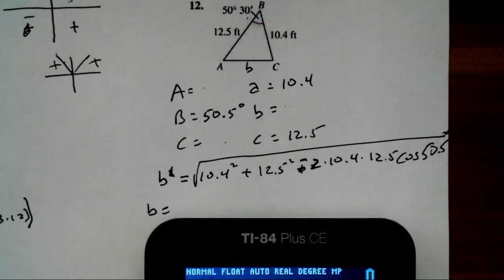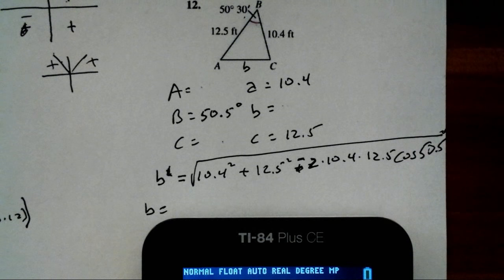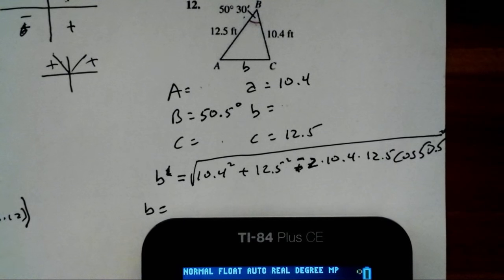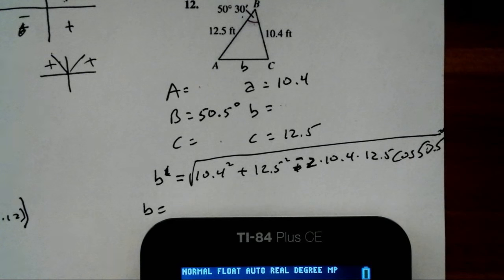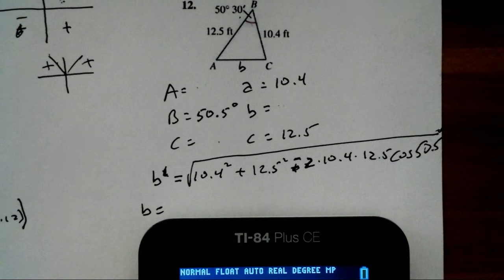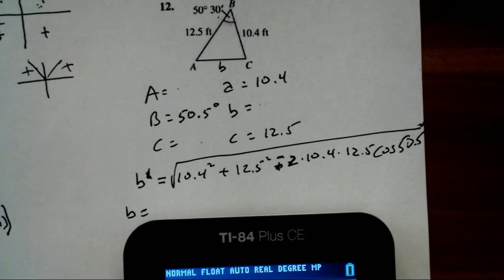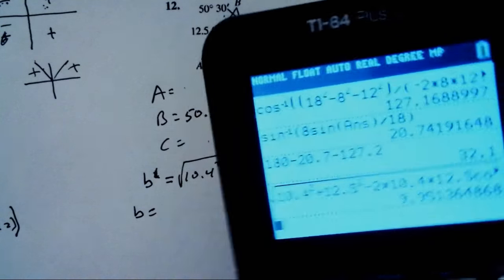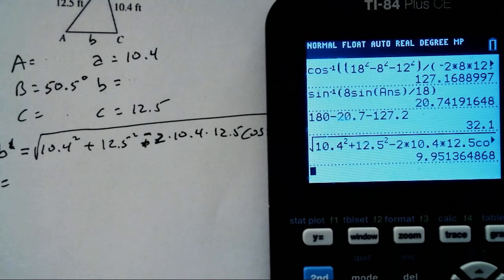Big square root of, I need 10.4 squared plus 12.5 squared minus 2 times, repeat them, 10.4 times 12.5 times the cosine of 50.5, and we're in degrees. And we just cursor back, check those values real quickly versus what we had. Minus 2 times 10.4 times 12.5. Really easy to make a mistake. In fact, in my first class when I was teaching this today, I made a mistake on this. So enter. Sorry, I didn't have that showing the whole time because I zoomed in. But there we have it. 9.95 rounded to tenths. I'm going to call that 10.